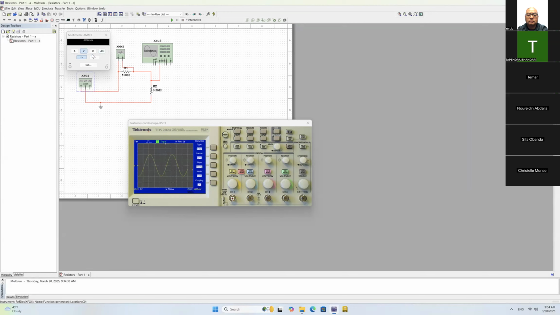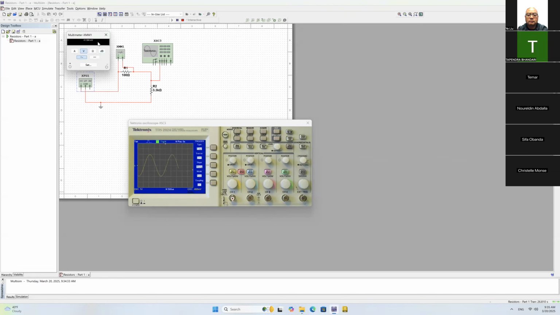Let me run this first. Here you can see the voltage across the 3.3 kilo ohm resistor. I use the nominal value here, but actually I can change it to the measured value. This is the 4 volt peak to peak value, because the setting is 1 volt per division. So 1, 2, 3, 4. This is the 4 volt peak to peak value.